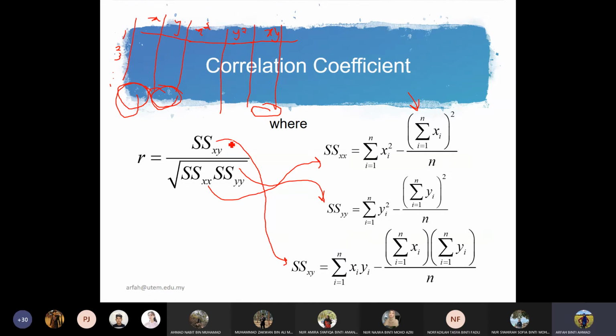So dapatlah semua ini dan masukkan dekat dalam formula in calculating the value of r. Where you have r equal to sum of squared for xy divide by square root of sum squared for x multiply with sum squared of y. Okay. So ini adalah formula macam mana nak kira nilai r. Okay. So lagi senang kira guna apa? Calculator ke Excel?